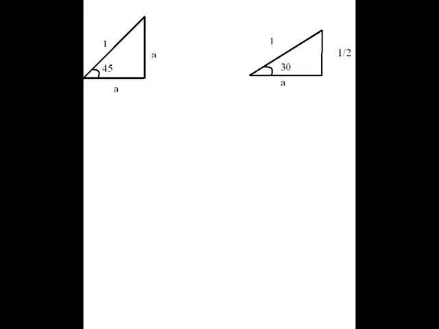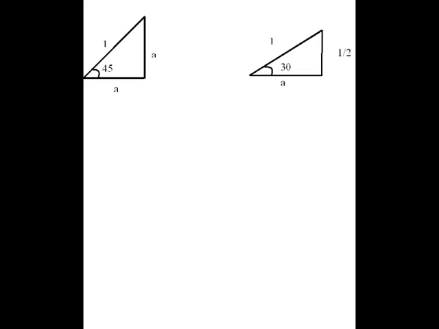I also have a 30-60-90 triangle, and I happen to know that the smaller side across from the 30 degree angle is half the length of the hypotenuse. This is something I also remember from geometry. I will now use my knowledge of the unit circle to find the sine and cosines for these two particular angles, 45 and 30.